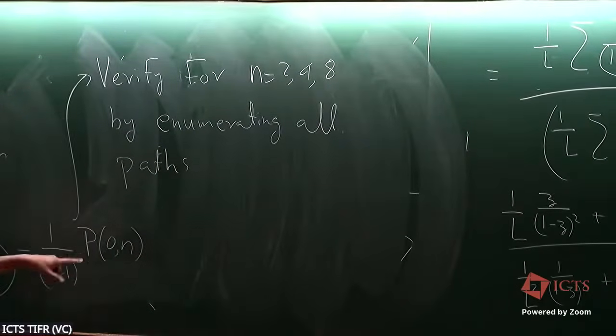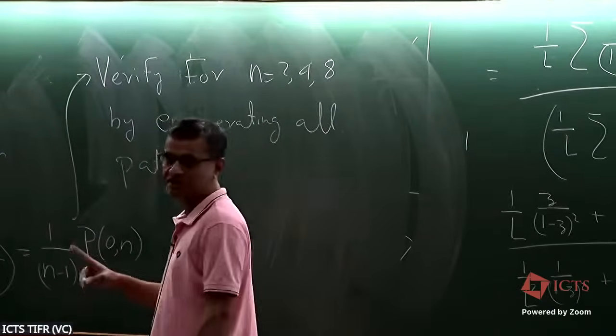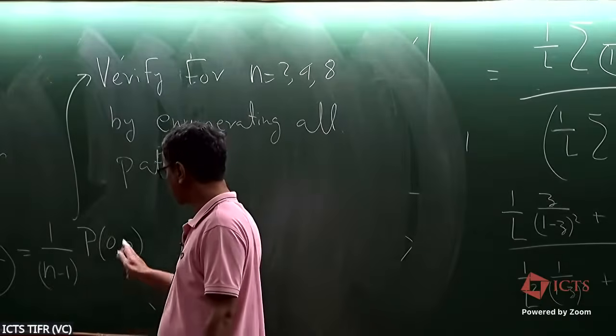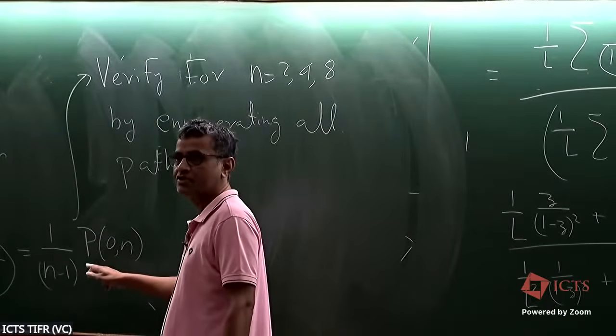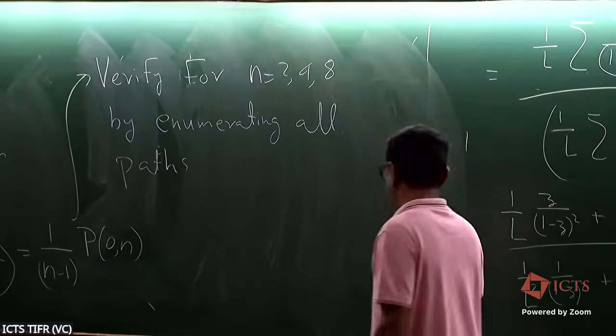For first passage, you should just work out all paths that correspond to first passage and work out this return probability and verify that this formula is correct, right? So for large n, of course, you can see that we recovered the 1 by n to the power 3 by 2, because this is known to be 1 by n to the power half and you get an extra 1 by n.